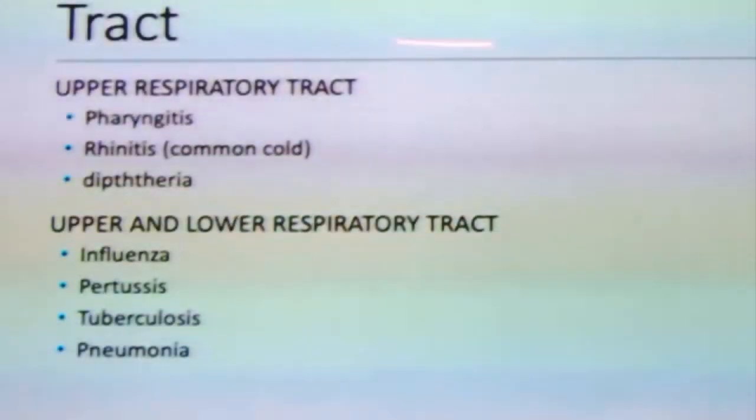So the microbial diseases we will be discussing, there are some that are exclusive to the upper respiratory tract. Pharyngitis, rhinitis, or the common cold, and diphtheria. However, there are other diseases that affect both the upper and the lower respiratory tract. Influenza, pertussis, tuberculosis, and pneumonia are all examples of that.